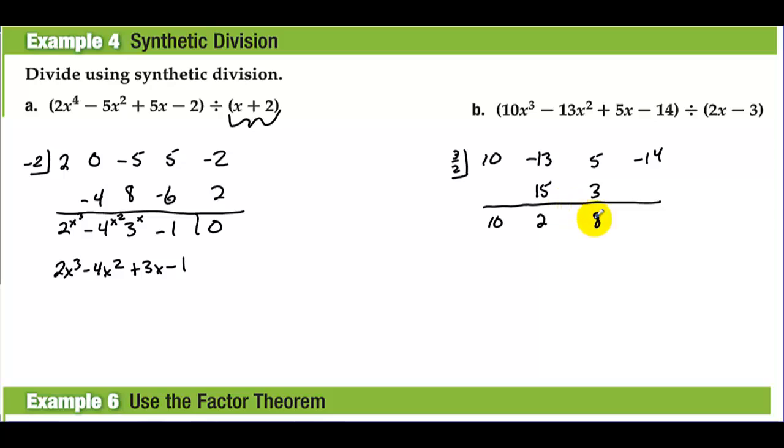That's 8. Half of 8 is 4. 4 times 3 is 12. And then when we add, we get negative 2. So 2x minus 3 is not a factor of this because the remainder is negative 2 and not 0. So now here's the constant. Here's the x squared. So we have 10x squared plus 2x plus 8, and then minus 2 over 2x minus 3.